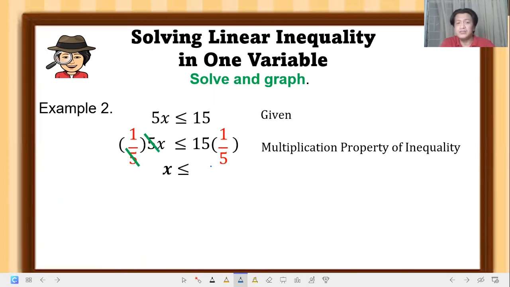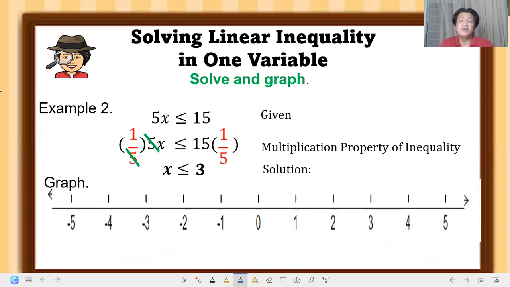Okay? Pero dito sa right side of the inequality, what's 1/5 of 15? Okay, that is 3 na yan. Therefore, ang solution set natin dyan, x is less than or equal to 3. Ibig sabihin yan, kasama po yung 3 sa solution set at lahat ng number na mas mababa sa 3. Ano-ano yon? 3, 2, 1, 0, negative 1, negative 2, and so on and so forth. Infinite na yan. Okay? So, para mas ma-interpret natin yan, we are going to make a graph using the number line.